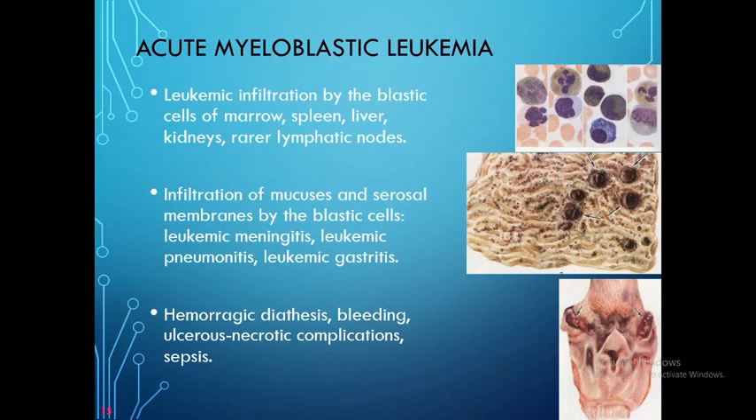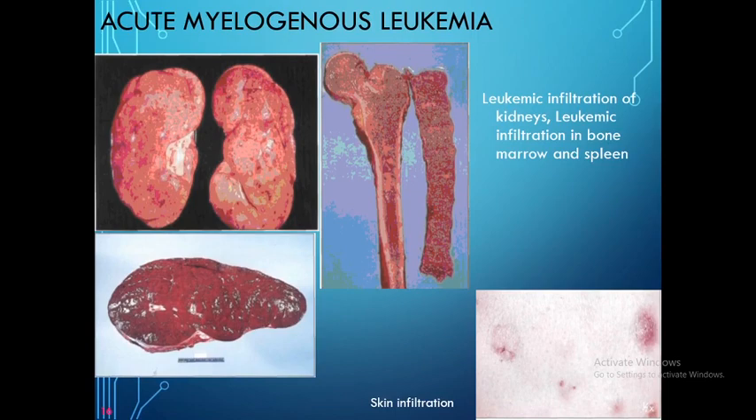Leukemic infiltration by the blastic cells of marrow, spleen, liver, kidney, and rarely lymphatic nodes. Infiltration of mucous and serosal membranes by the blastic cells. Leukemic meningitis, leukemic pneumonitis, leukemic gastritis can occur. What happens here? Infiltration. These mucus layers are infiltrated by the uncontrollably growing blastic cells. Hemorrhagic diathesis, bleeding, ulcerous necrotic complications and sepsis may occur. Then again, leukemic infiltration of kidneys, bone marrow and spleen can also happen.